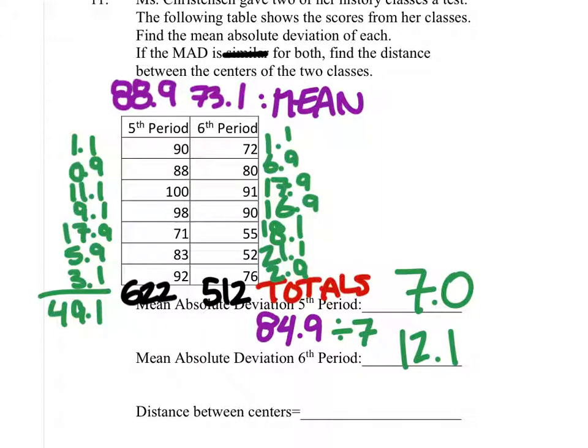And MAD for the fifth period was 7. So if we wanted the distance between the two centers, all we're going to do is take the 12.1 minus 7, and that would give us 5.1.